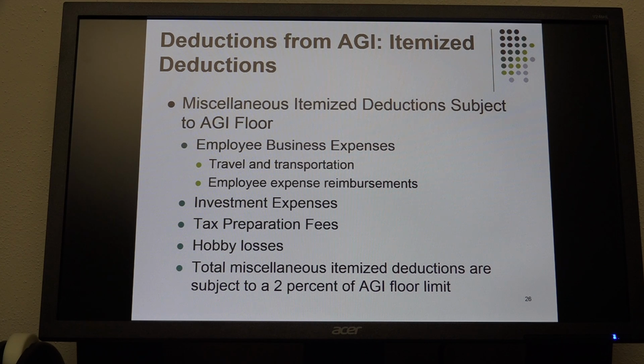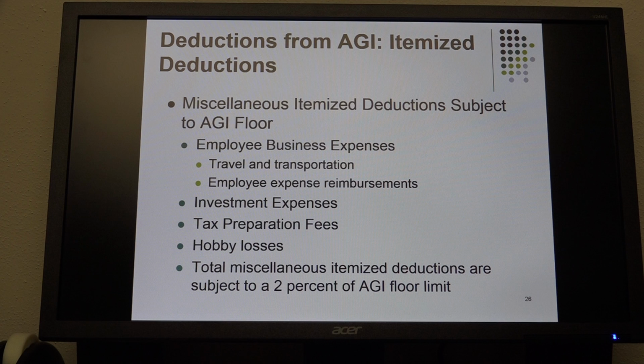Investment expenses, I'm not sure why that's in there, and certain other expenses. And so you sum all those miscellaneous deductions. Professional dues, uniforms, union dues, subscriptions to publications related to employment.